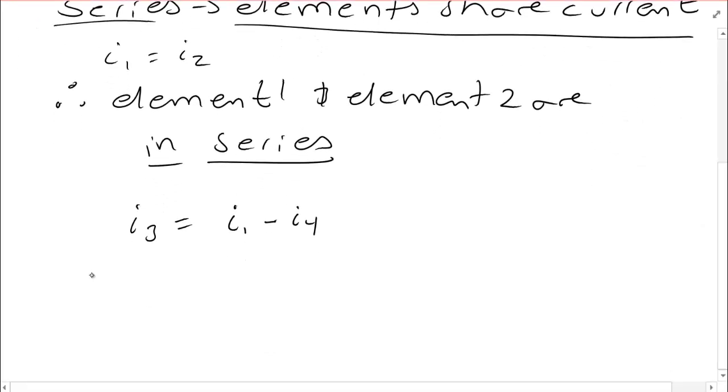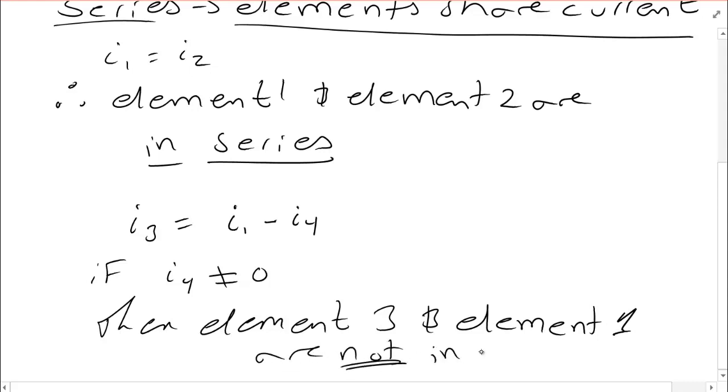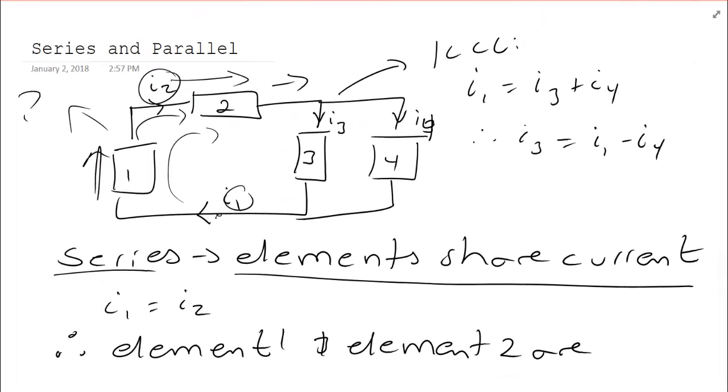The key takeaway here is that if I4 is not zero, which is typical if element 4 is not just, say, an open circuit, then element 3 and element 1 are not in series. Similarly, if you take a look at my circuit, it's also not in series with element 2, because element 1 and element 2 are in series. Therefore, if element 1 is not in series with element 3, element 2 also will not be in series. So series, we share current.